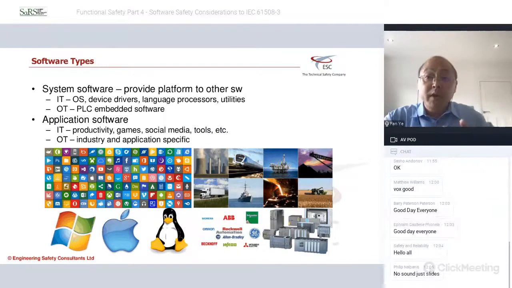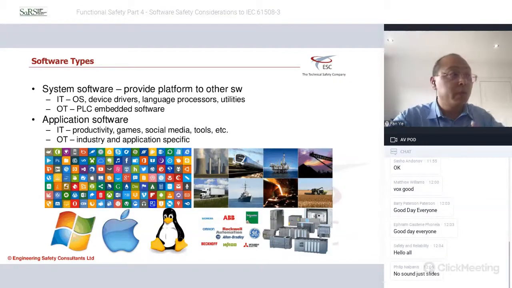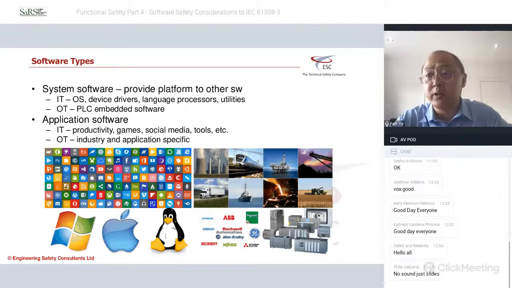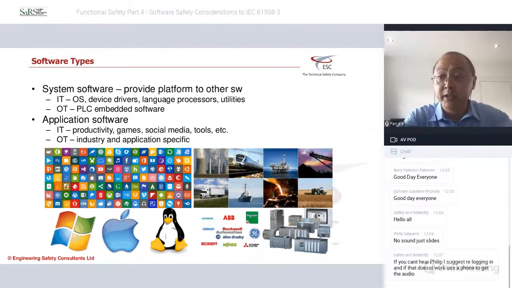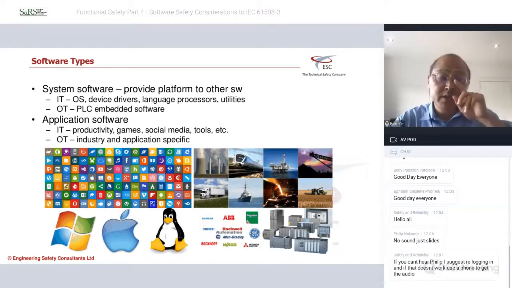So move on to different software types. We're talking about the standard differentiates the system software and application software. It has important implication in terms of compliance with the standards. So system software, we're talking about the ones that provide a platform for the application software to run on top of it.